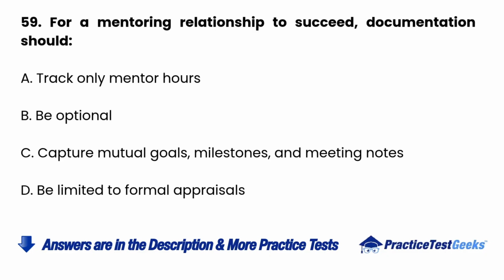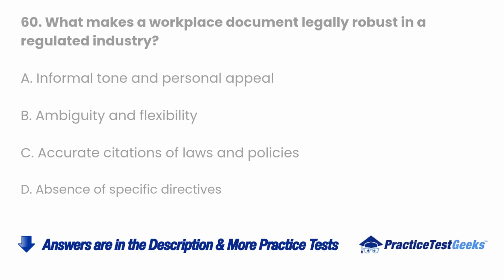59. For a mentoring relationship to succeed, documentation should: A. Track only mentor hours. B. Be optional. C. Capture mutual goals, milestones, and meeting notes. D. Be limited to formal appraisals.